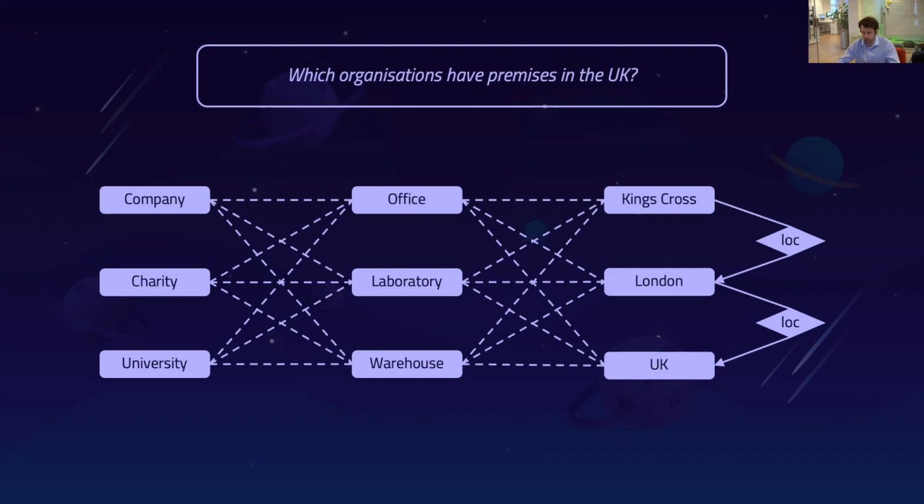Now, in order to answer this question, what we have to do is write some sort of query that traverses 3 to the power of 3 permutations. So in terms of the actual traversal that we end up writing, we end up with a query that is very permutative and also verbose.